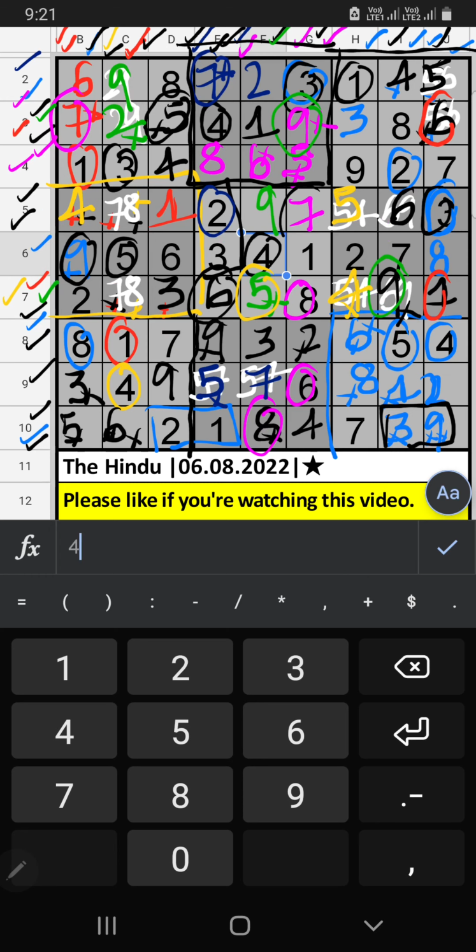Fifth row, we have 7, so 7 can't come in the cell. 7 is confirmed here. Then 8 is here.